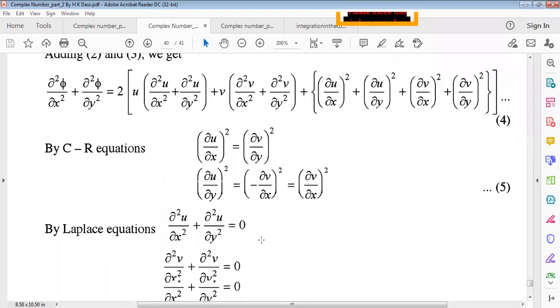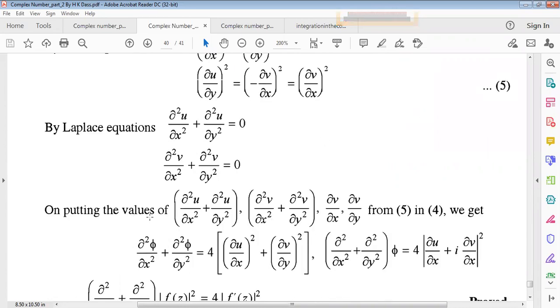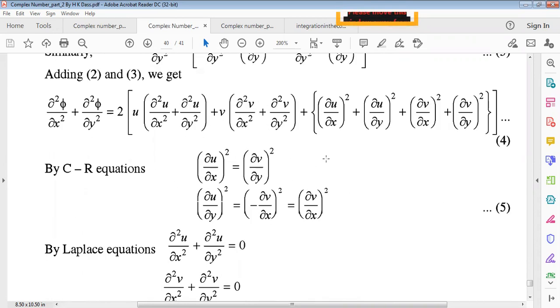So using this condition, again by Laplace equation, del square u by del x square plus del square u by del y square will be 0, and del square v by del x square plus del square v by del y square, this whole will be 0. Okay. So on putting the values of these from 5 and 4, we have to put in equation 4 in this equation.